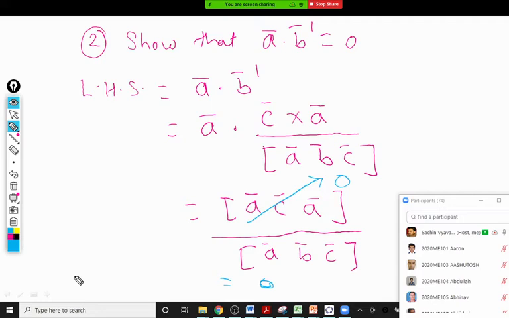Here also, we completed A dot B dash is 0. So we can say similarly B dot C dash and C dot A dash are also 0. In the same way, A dash dot B is also 0. You can prove all these things just by the definition of the reciprocal system.